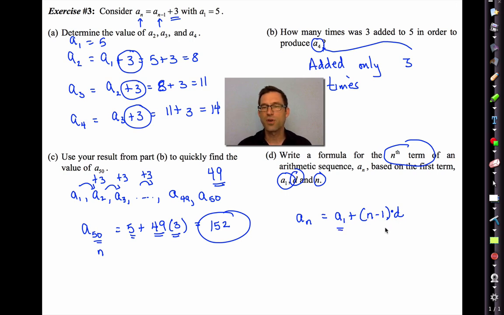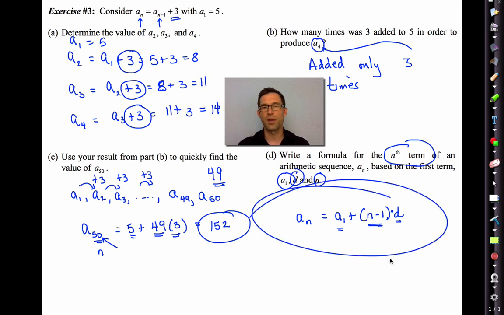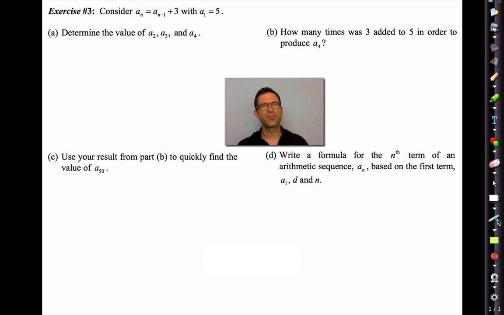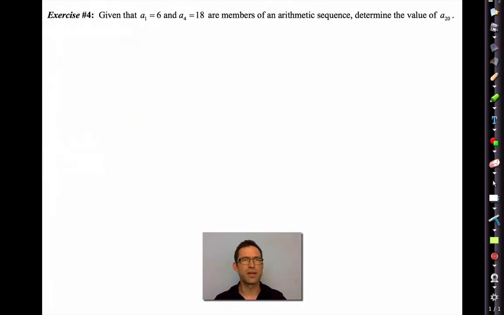We take our first term and we add on 1 less than the position we are at times the common difference. Famous formula. All right, pause the video now and write down anything you need to. All right, we're going to clear out the text. Backside of the sheet, once we turn the page, that is.